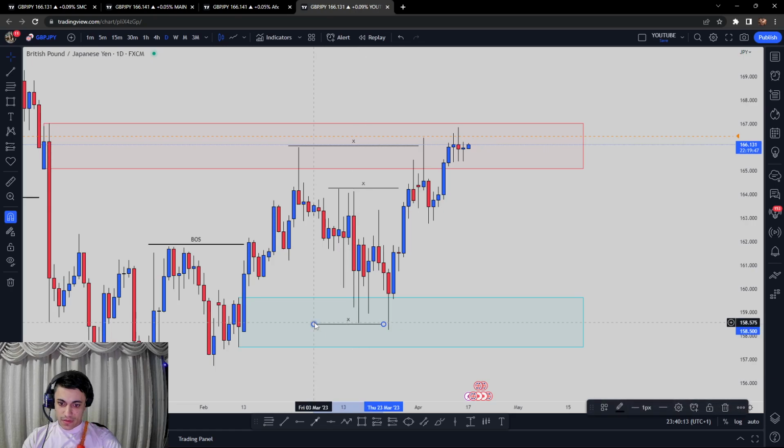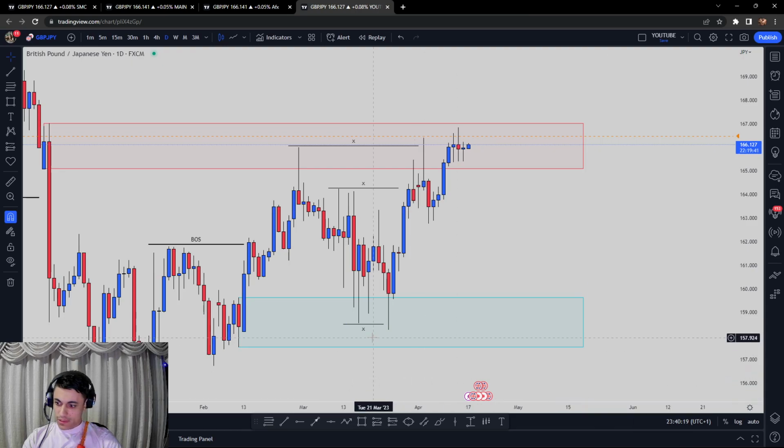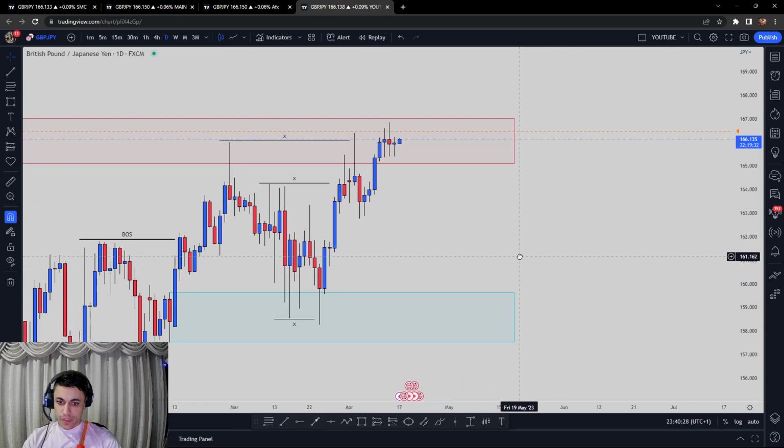So look what happened. Market grabs liquidity, and I'm going to put this low liquidity right there. Market also grabbed this liquidity. You see, pierced below it, took stop losses, and then boom, massive push to the upside, right?